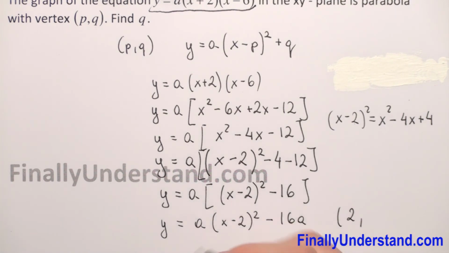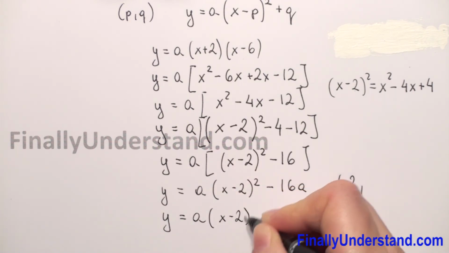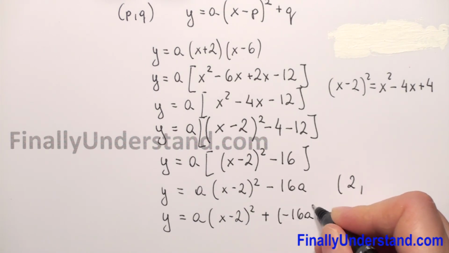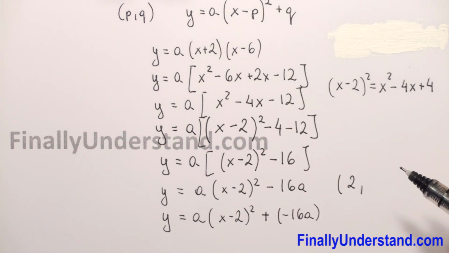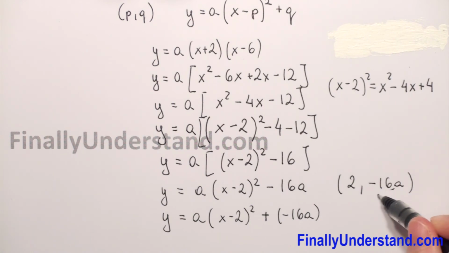Plus negative 16. We can also rewrite this as y is equal to a times (x minus 2) to the second power plus negative 16a. Positive and negative give me negative. I didn't change anything, but now you see exactly the value of our q. It's negative 16a. So we found the second coordinate of our vertex. q is equal to negative 16a. This is my solution.